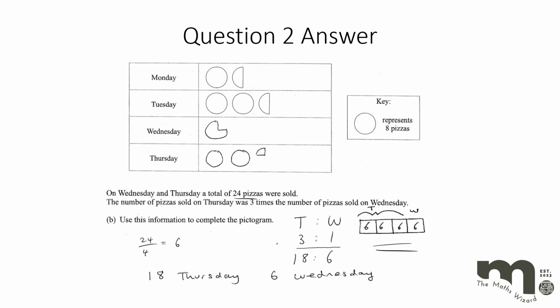So we've got 3 times 6 there for Thursday, which is 18. 1 times 6 for Wednesday. So that means we've sold 18 on Thursday, 6 on Wednesday.